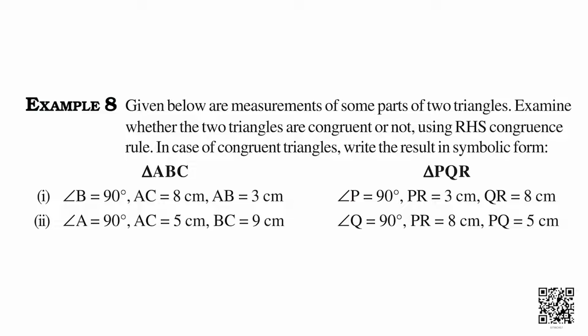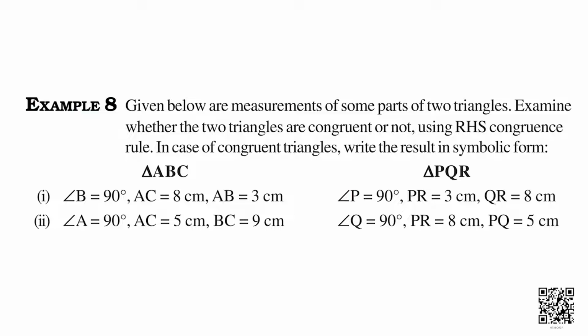The first question is, in triangle ABC, angle B is 90 degrees, AC equals 8 centimeters and AB equals 3 centimeters, whereas in triangle PQR, angle P equals 90 degrees, PR equals 3 centimeters and QR equals 8 centimeters.